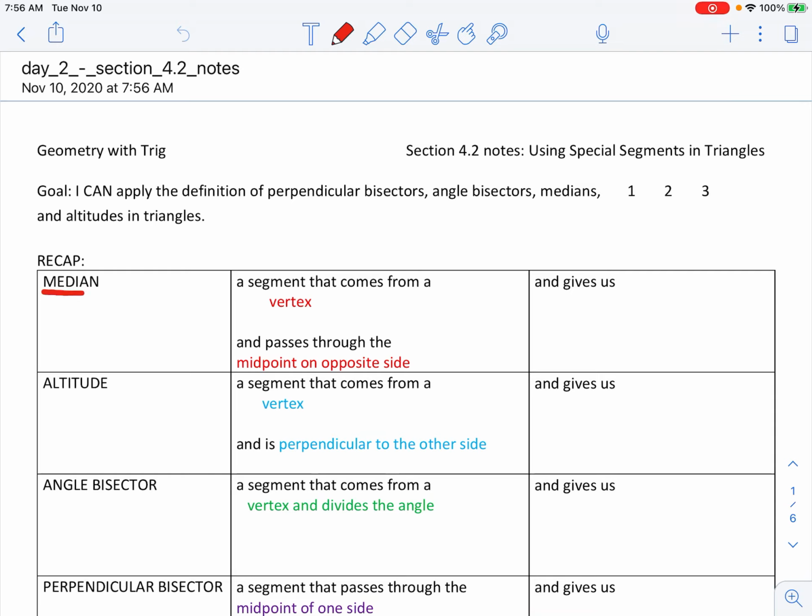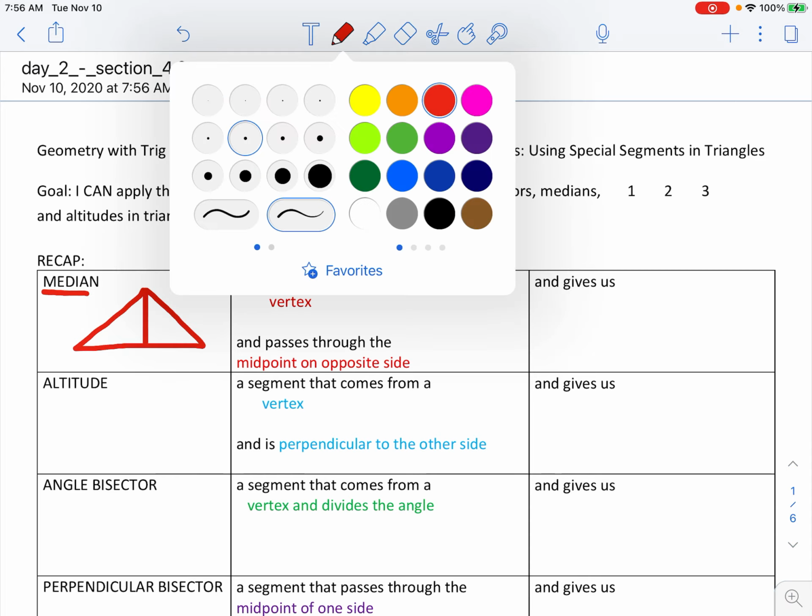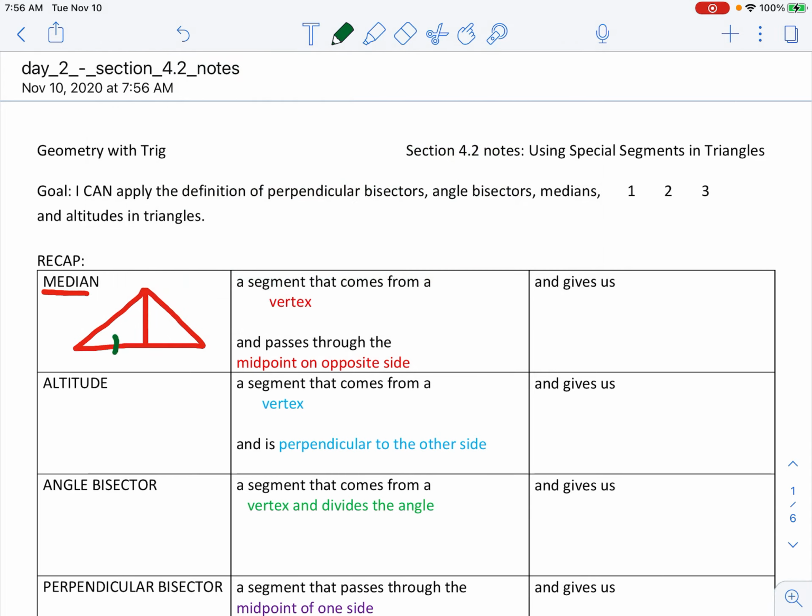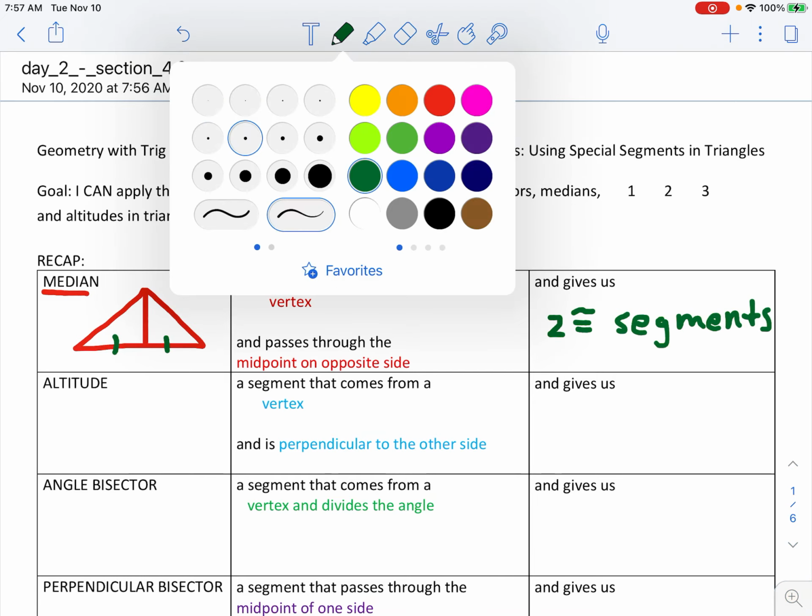First, a median. A median is a segment that comes from the vertex and passes through the midpoint of the opposite side. So remember, with a median, we have our segment that comes down from our vertex. It hits at a midpoint, so it gives us two congruent segments. So this picture will turn us into congruent segments where the line meets the midpoint. We'll mark our picture with tick marks to show those two pieces are equal. Anything else in the picture, we don't know anything about. All right, here we go.